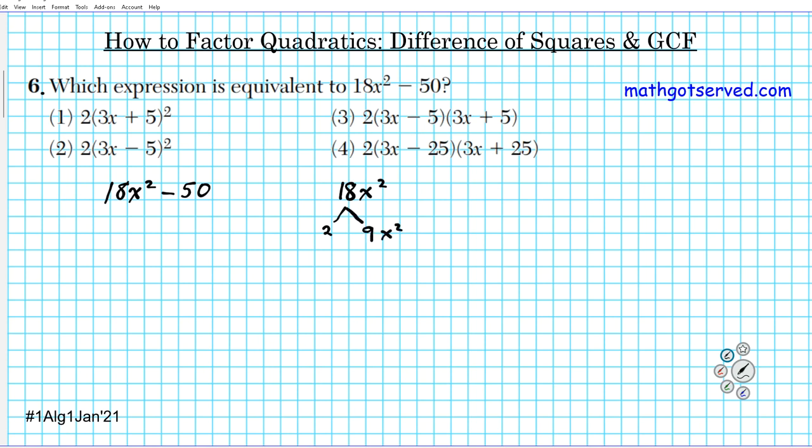And then what's the smallest prime factor that goes into 9? 2 doesn't go because 9 is odd. 3, absolutely, 3 goes into 9. How many times does 3 go into 9? It goes into 9 3 times. And then we can break up the x squared into x times x. So the decomposition of 18x squared into factors is 2 times 3 times 3 times x times x.